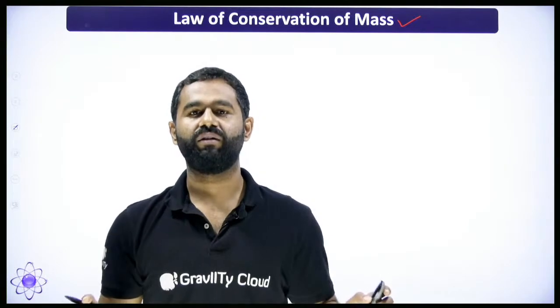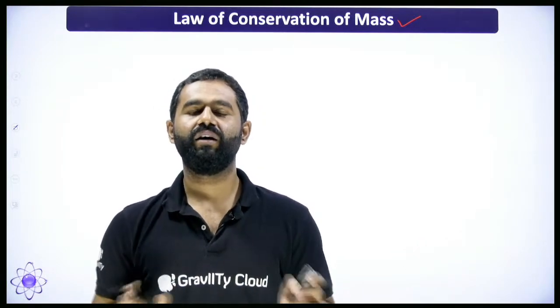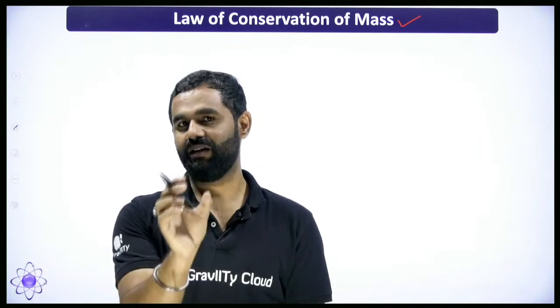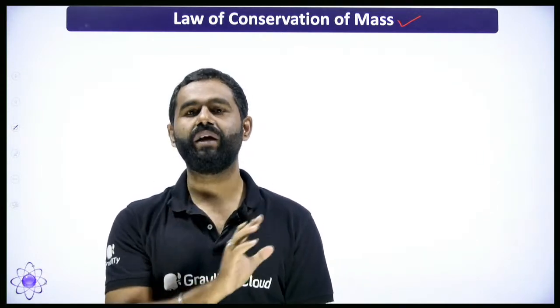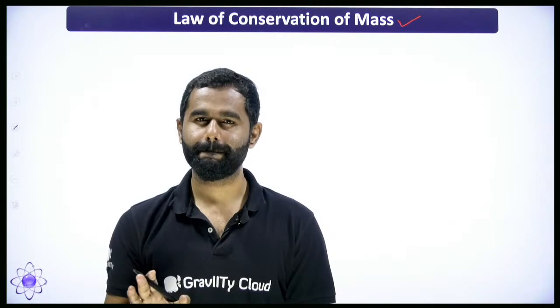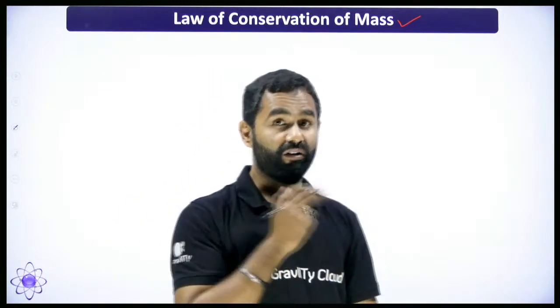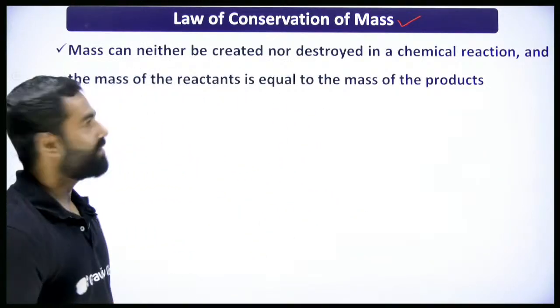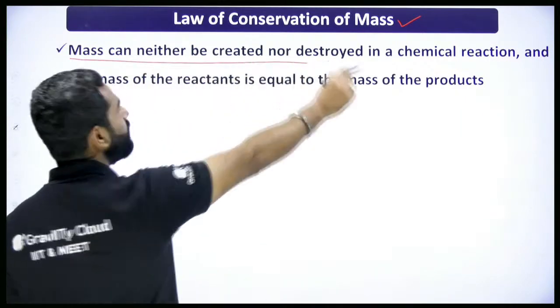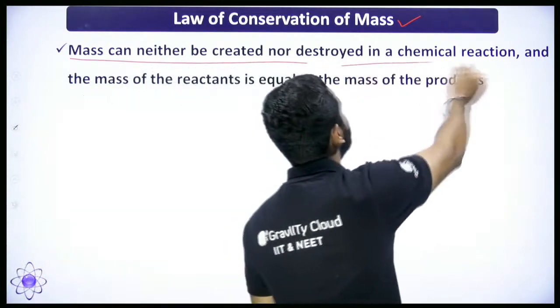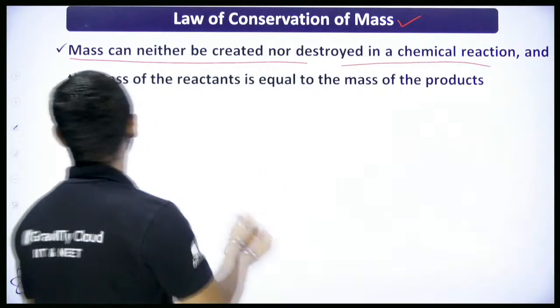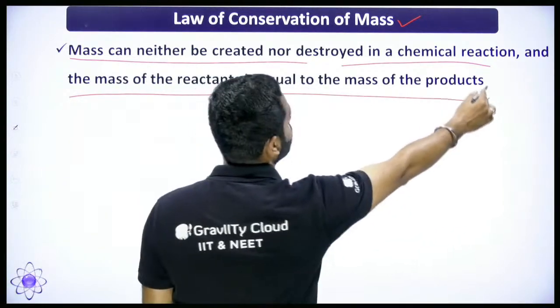Basically, in this entire universe, mass is that property which can never be created nor be destroyed. What does that mean? That means mass is always constant. Overall mass of the system is constant. But in terms of chemistry, what does that mean? In terms of chemistry, I will say that mass can neither be created nor be destroyed in a chemical reaction. And the mass of reactants is equal to the mass of products.